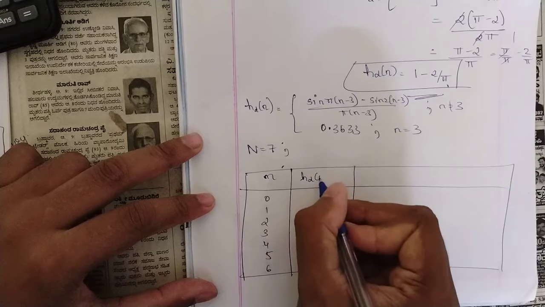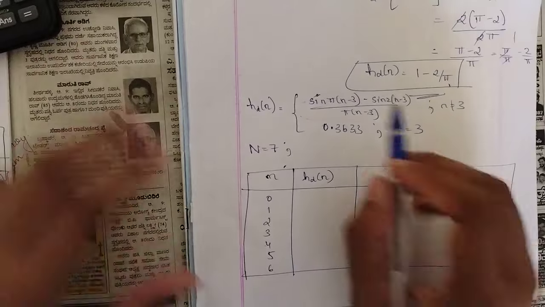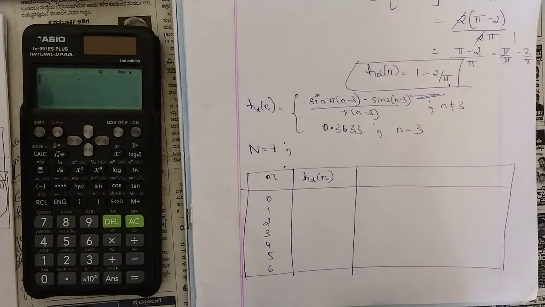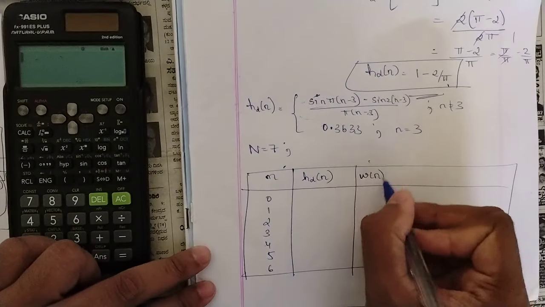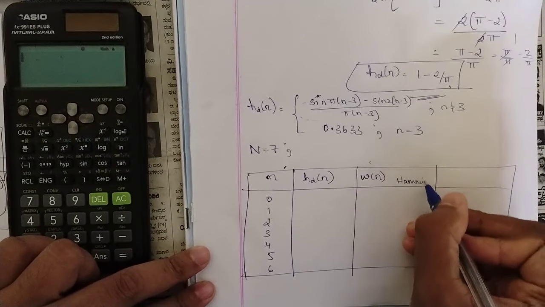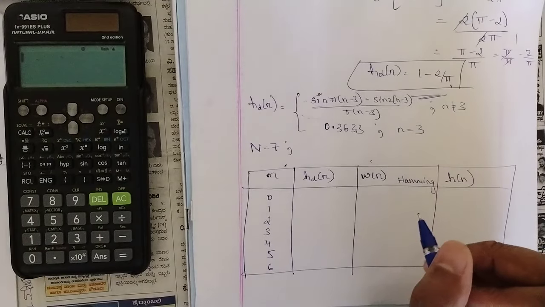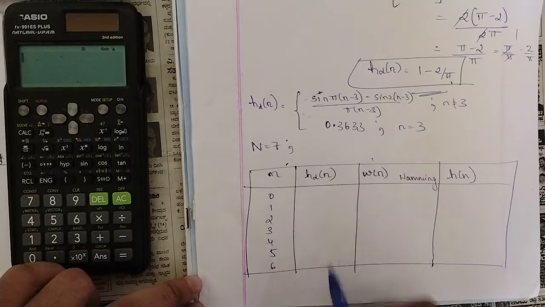hd[n], that is this whole big equation, is to be substituted in the calculator. While having these big equations, you should be very careful by putting the brackets. Okay, please put the brackets very carefully. That I am going to tell you how. Next is omega of n. This is using the Hamming window. Again we have one formula for that, and finally h[n], right? So first let us see the value of hd[n].